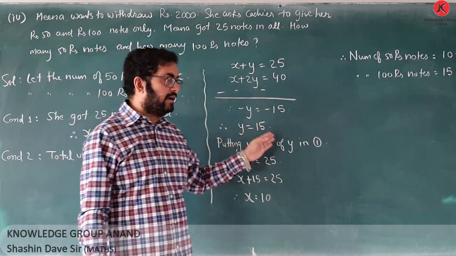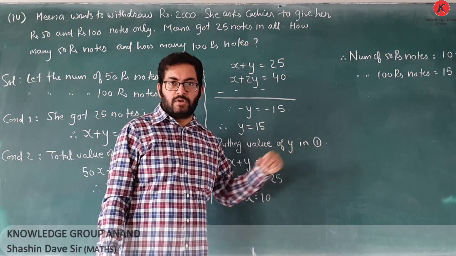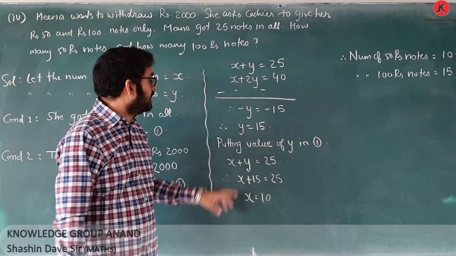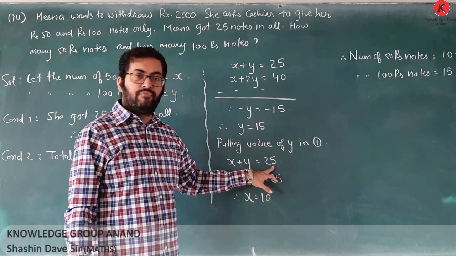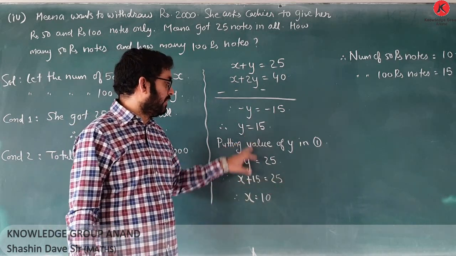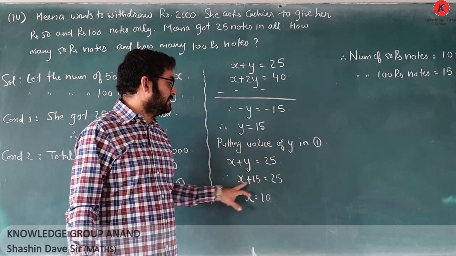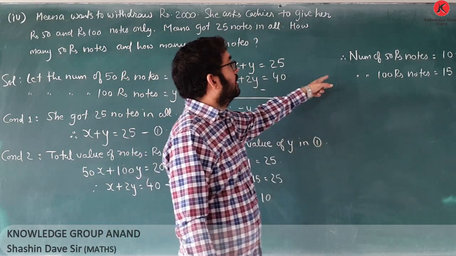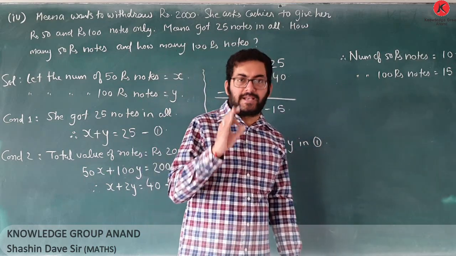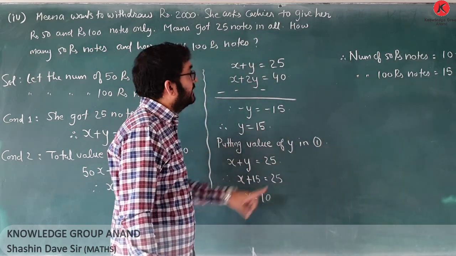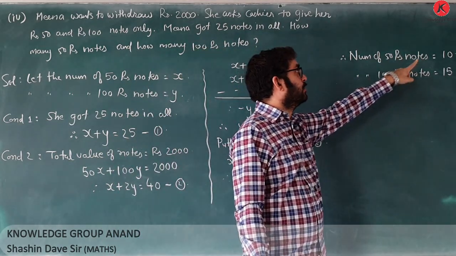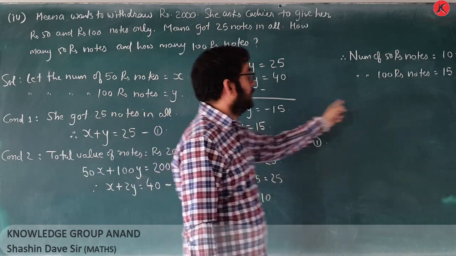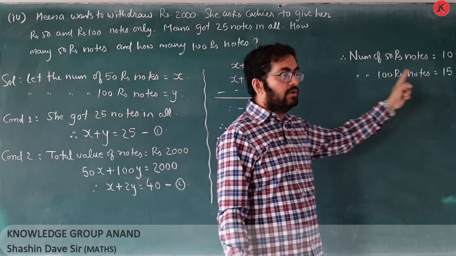After getting the value of y, I will put that value in either equation 1 or 2. I put that value of y in equation 1. What was equation number 1? x plus y is equal to 25. So x plus, what is the value of y? 15. So x plus 15 is equal to 25. That means x is equal to 10. Now, the number of 50 rupees notes was supposed to be x. So the value of x is 10. So the total number of 50 rupees notes is 10. What is y? 100 rupees notes. So the 100 rupees notes, y, is 15.